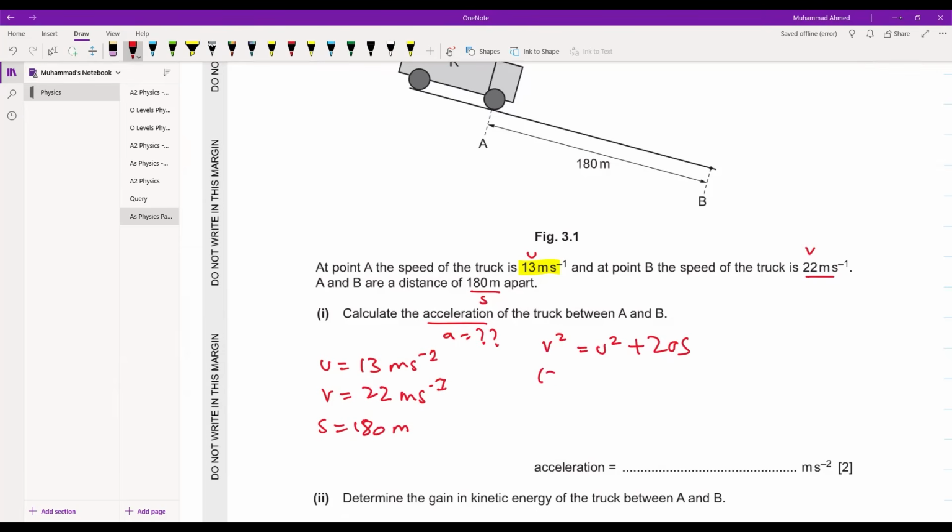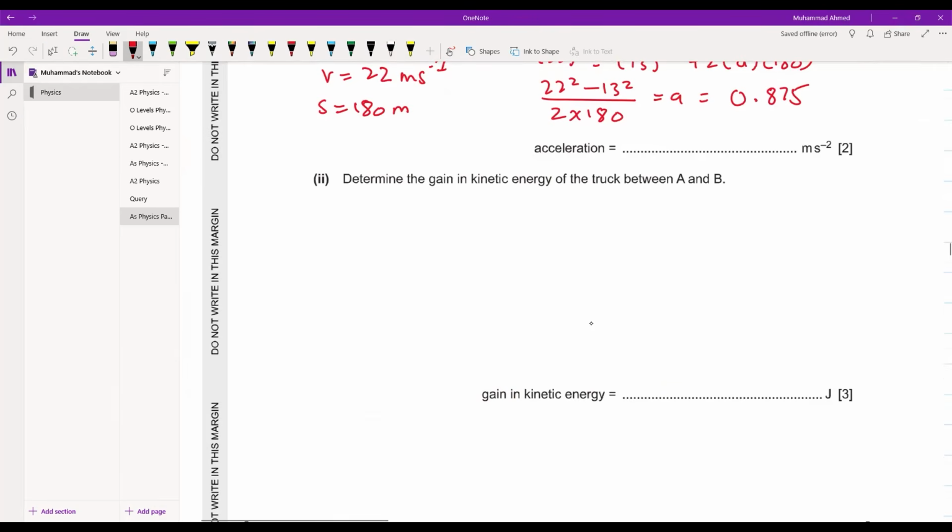Do you have the value of v? Yes, 22 square. Do you have the value of u? Yes, 13 square. Plus 2 into acceleration that we have to find out. Displacement is 180. 22 square minus 13 square divided by 2 into 180. Can you calculate the acceleration? Let's do that. 22 square minus 13 square over 2 into 180. Your acceleration comes out to be 0.875 m s^-2. You can write your answers to two significant figures or three significant figures, both are acceptable.